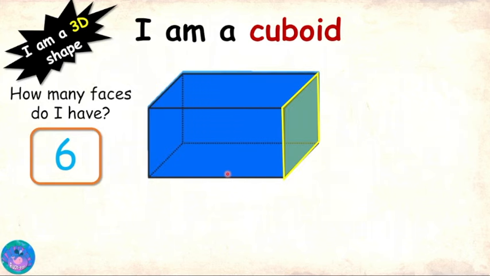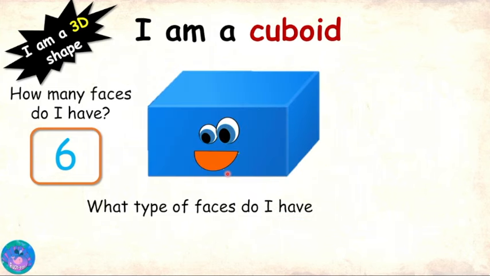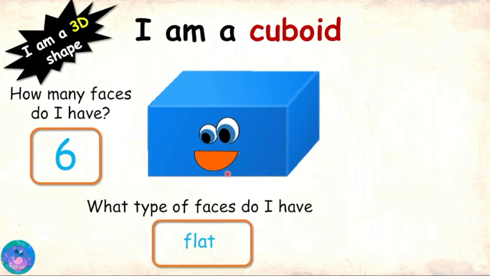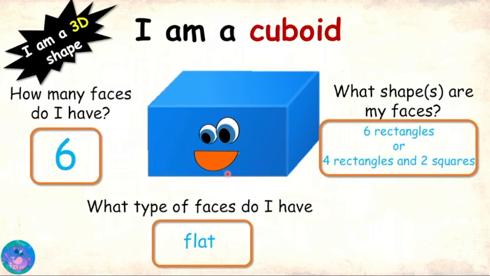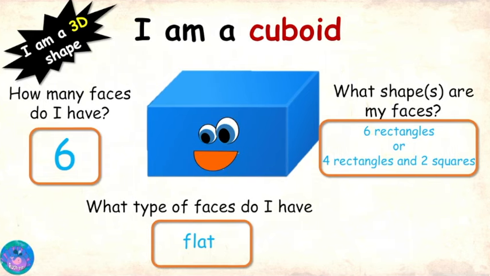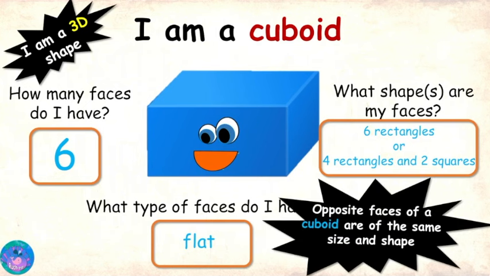That is correct. Now do you remember? What type of faces do I have? Flat or curved? Flat! And what shape faces do I have? Oh, rectangles? Well, sometimes. All my faces could be rectangles, or I could have 4 rectangles and 2 squares. And do remember that my opposite faces are of the same shape and size. Got it! Now Zoe, you know me well.